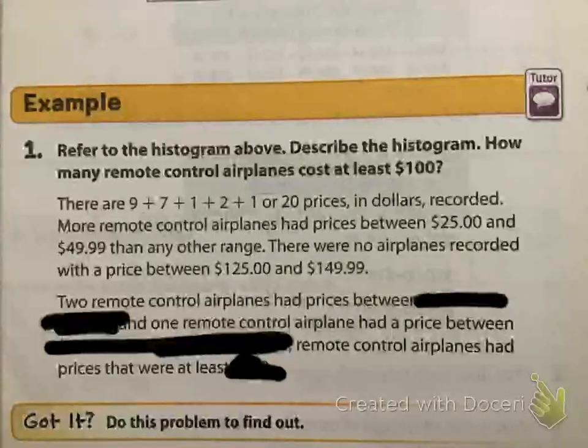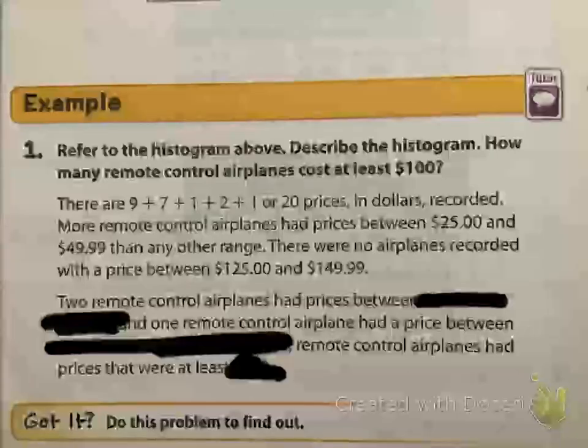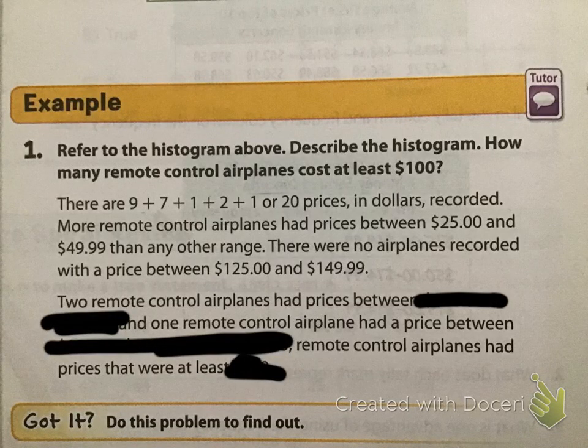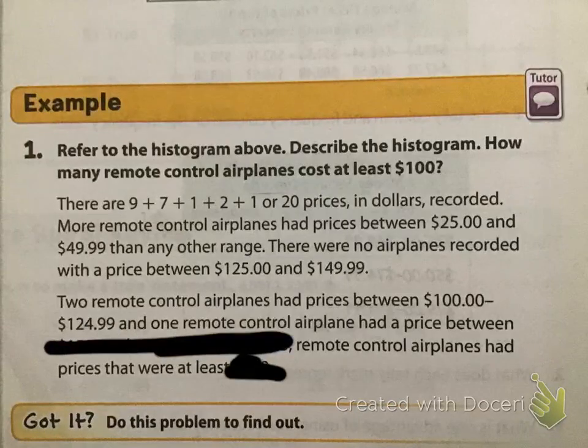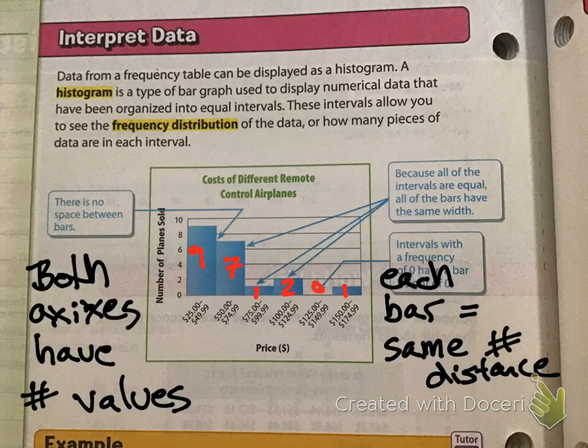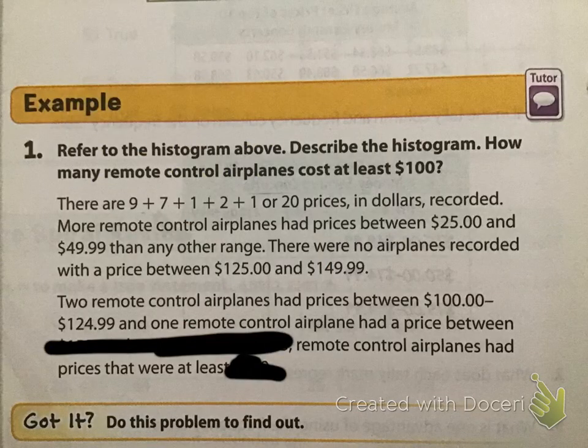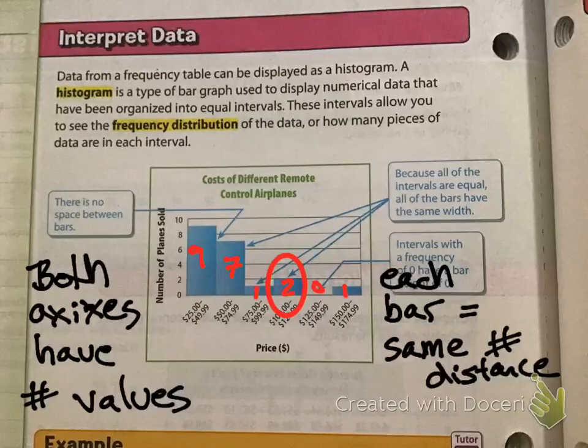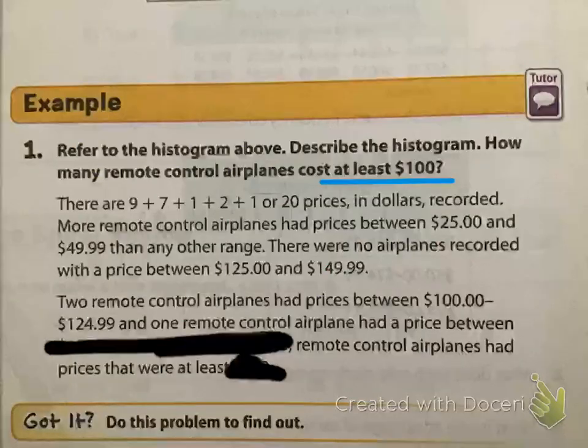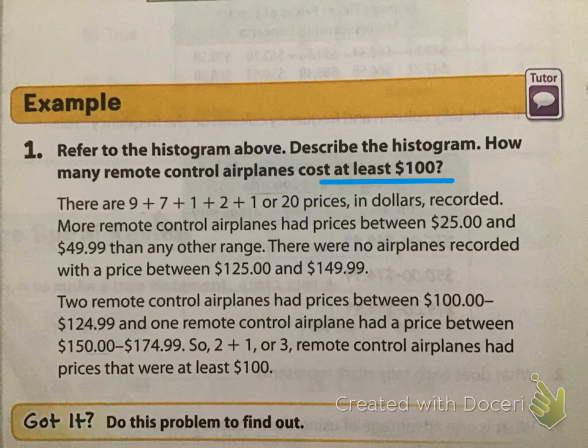Then it asks a question. How many remote-controlled airplanes cost at least $100? So at least $100. 2 remote-controlled airplanes were priced between $100 and $124.99. We see that one right here. But it asks us at least 100. And look, there's still one more that costs over 100. So a total of 3 airplanes cost at least $100.